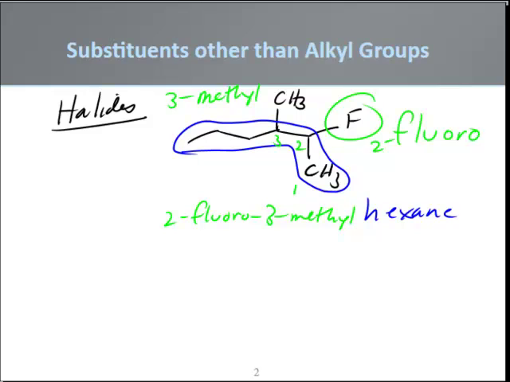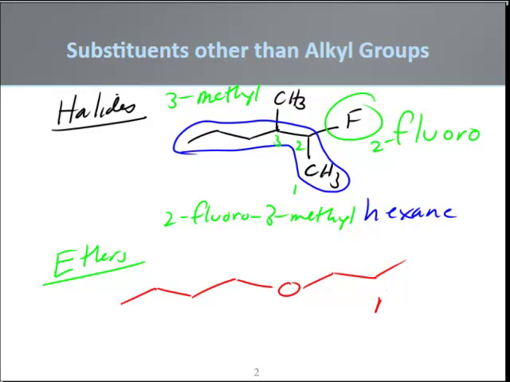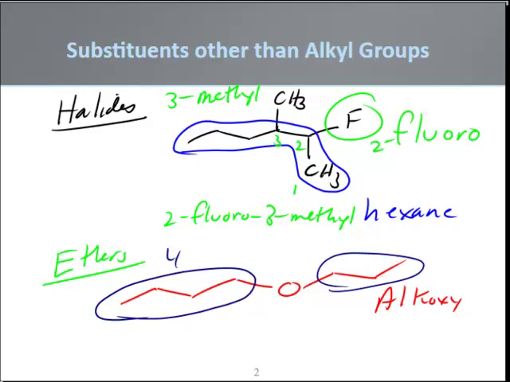Okay, if I'm looking at naming ethers, remember that an ether is a compound that has an oxygen atom in the middle. And so we're going to treat these as alkyl groups that have an oxygen, and those are called alkoxy groups. So what you want to do, looking at your ether, is find the longest continuous carbon chain that contains the ether. So in this example, if I look on the left side, I have 4 carbons. I look at the right side, I have 3 carbons. And I have this oxygen in the middle.